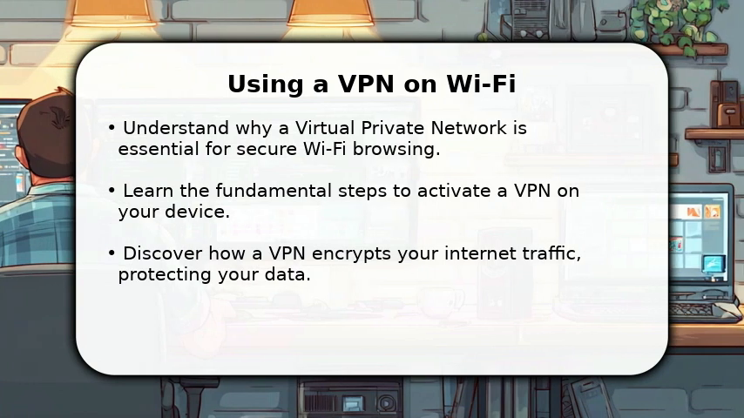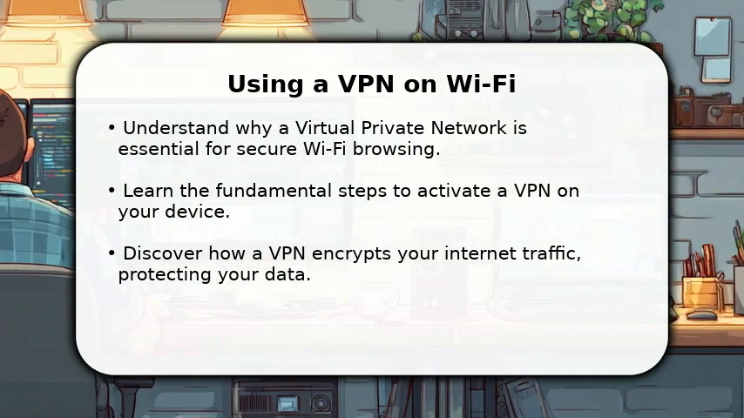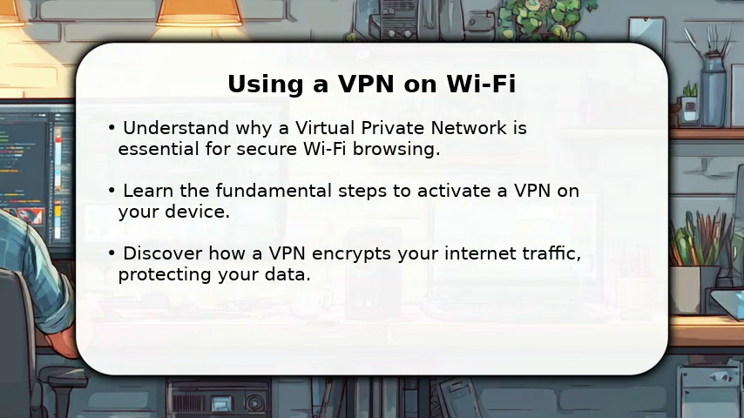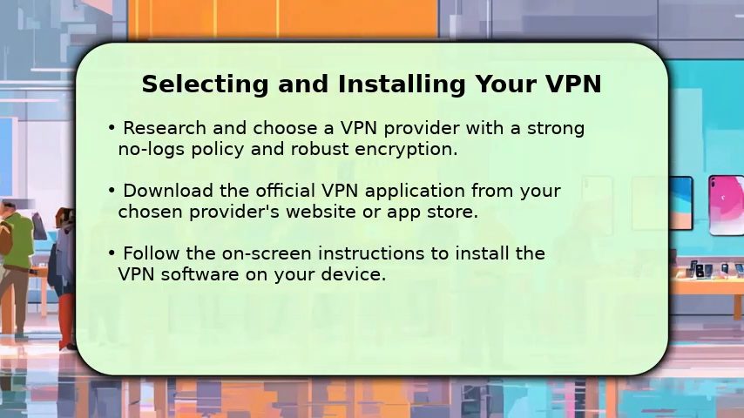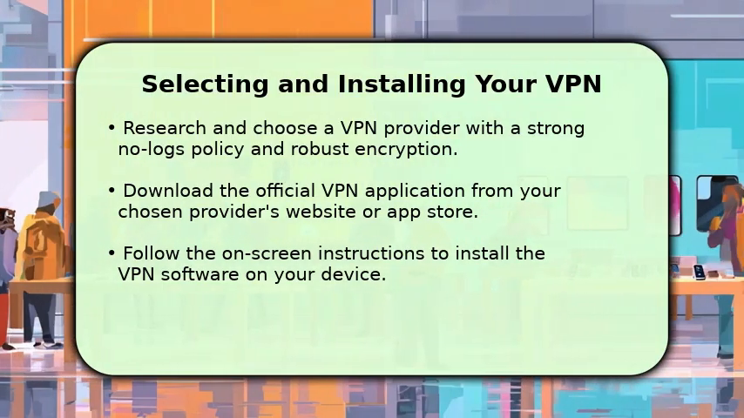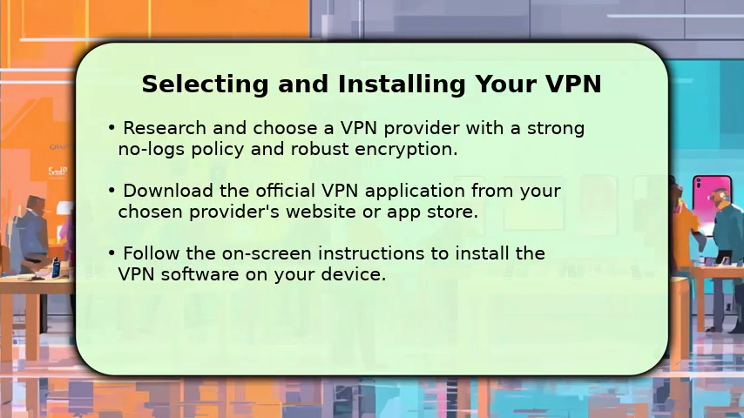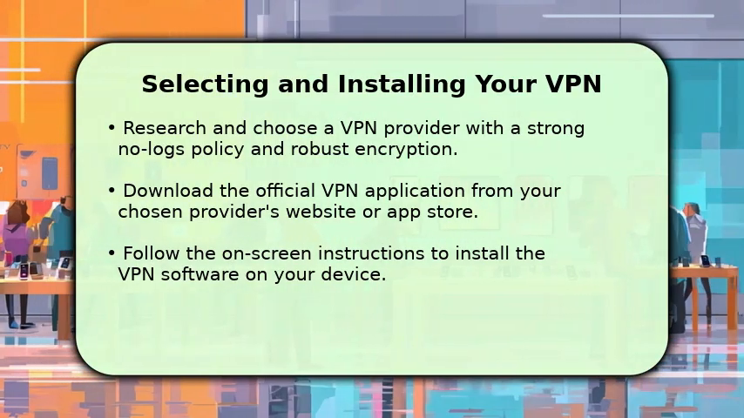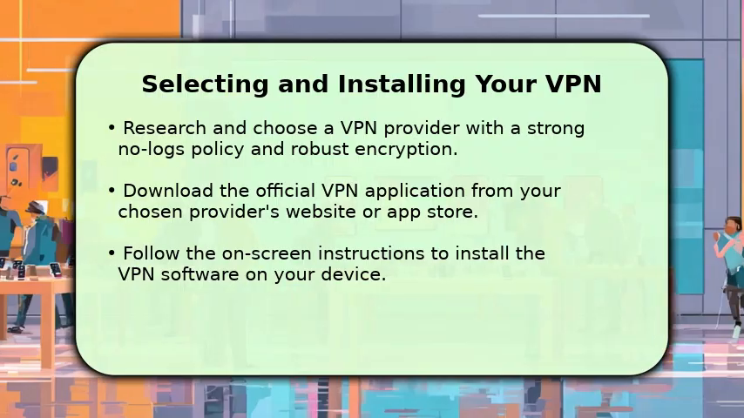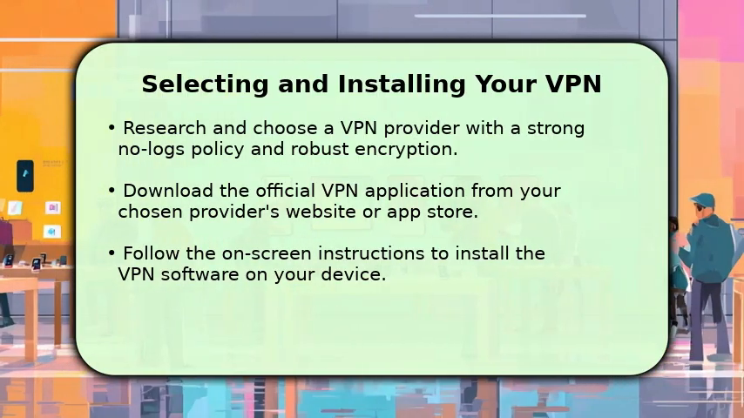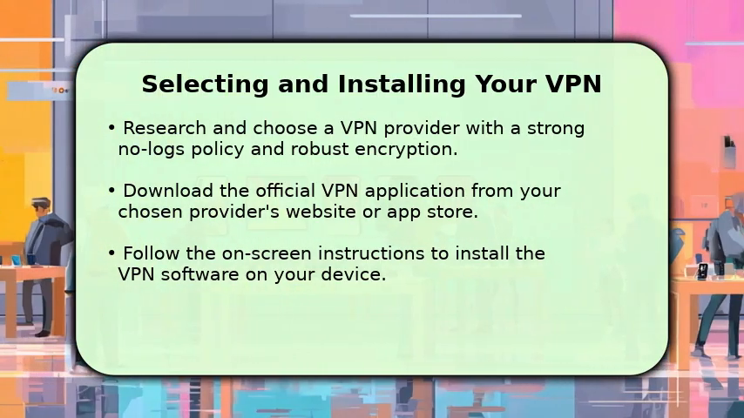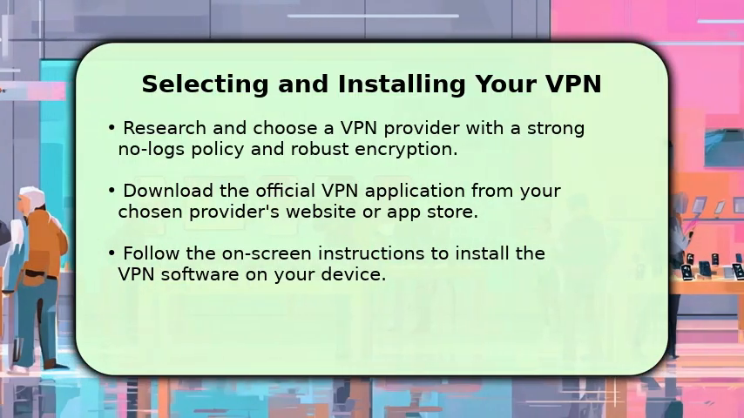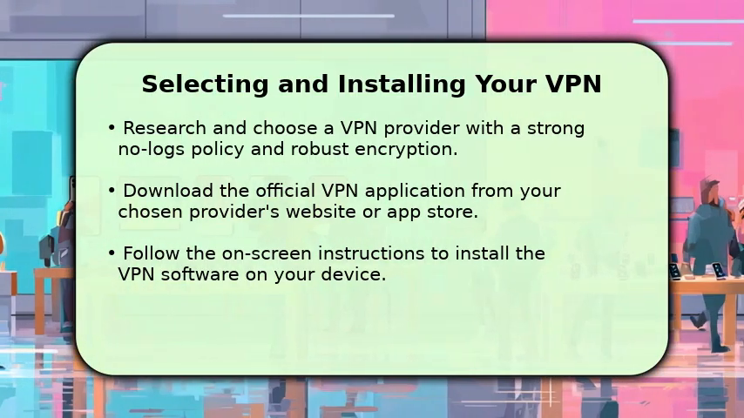A VPN creates an encrypted tunnel, safeguarding your data from potential threats. When selecting a VPN, prioritize providers offering AES 256-bit encryption and a strict no-logs policy. After choosing, download the application directly from their official website or a trusted app store. Installation is typically straightforward, taking only a few minutes.